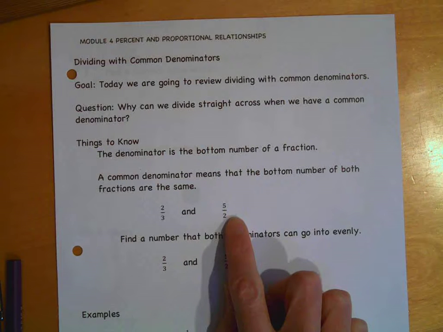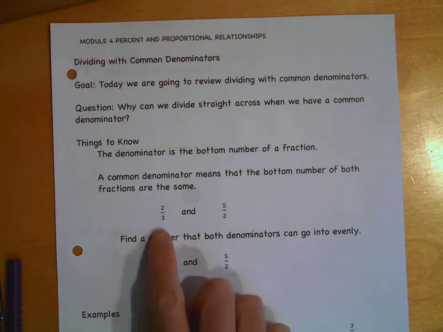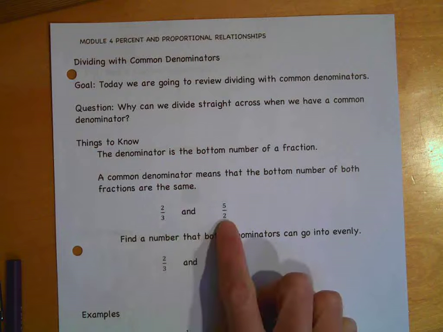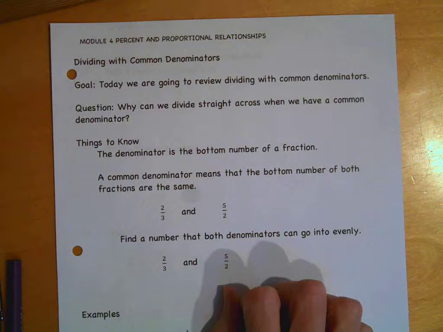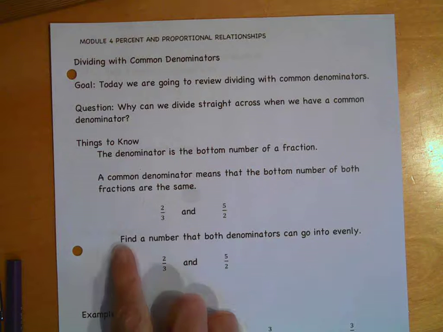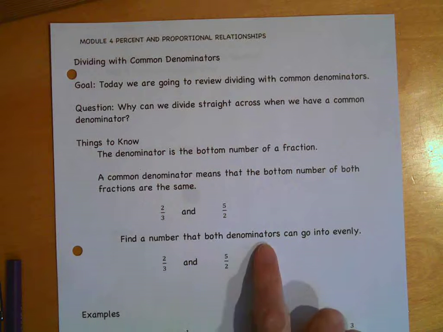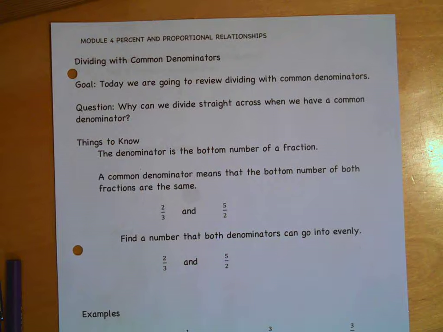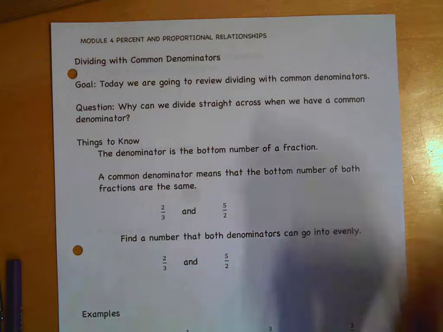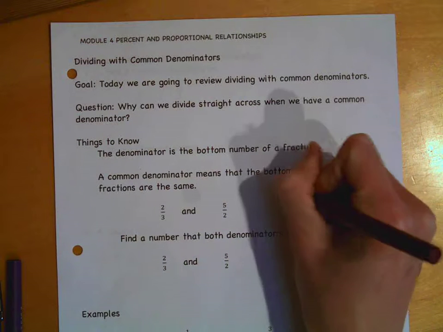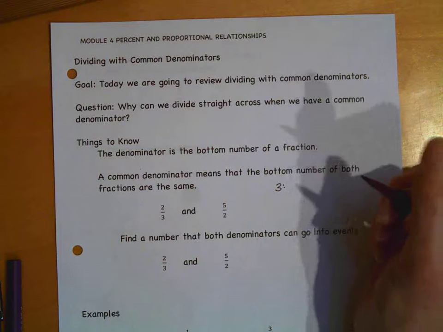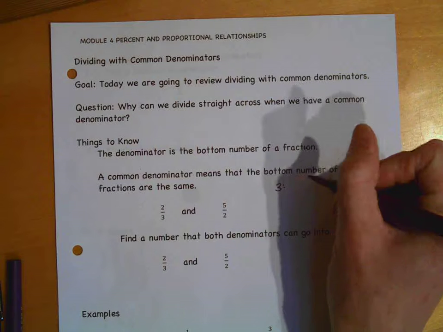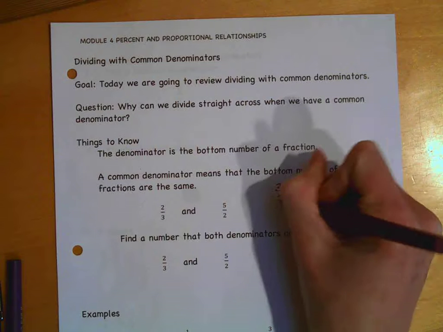So what we have to do is find one that 3 goes into and 2 goes into evenly, and make that our new denominator. A way to do that is find a number that both denominators go into evenly. One way that I like to do this is I think to myself, what number does 3 go into evenly, and what number does 2 go into evenly.